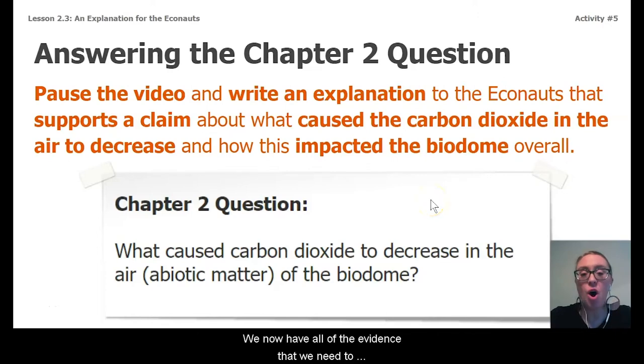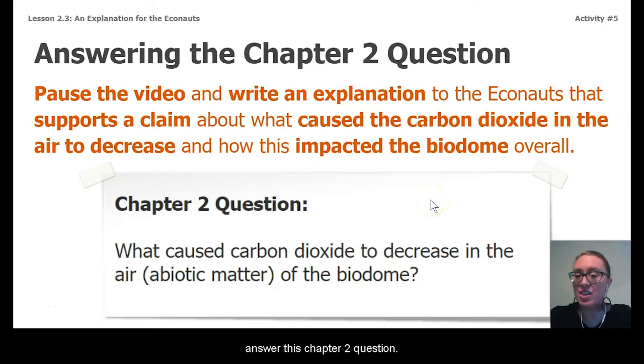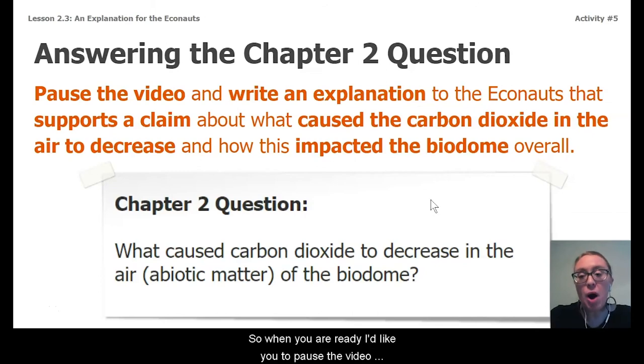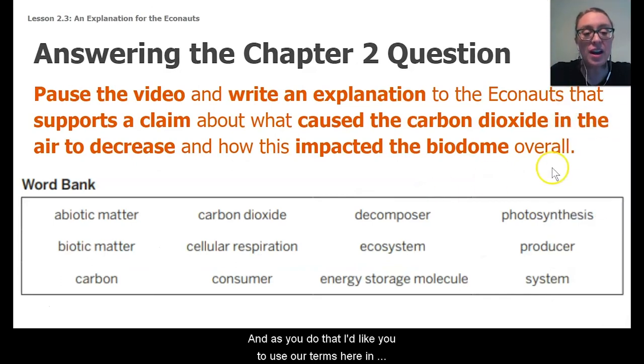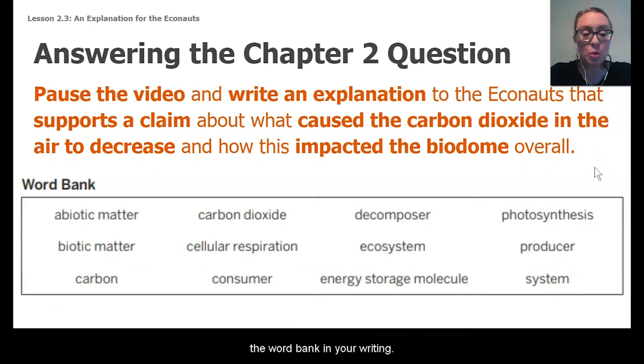We now have all of the evidence that we need to answer this chapter 2 question. So when you are ready, I'd like you to pause the video and write an explanation to the Econauts that supports a claim about what caused the carbon dioxide in the air to decrease and how this impacted the biodome overall. And as you do that, I'd like you to use our terms here in the word bank in your writing.